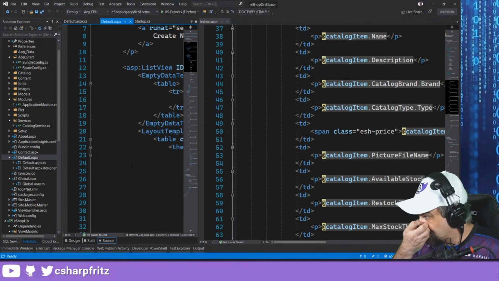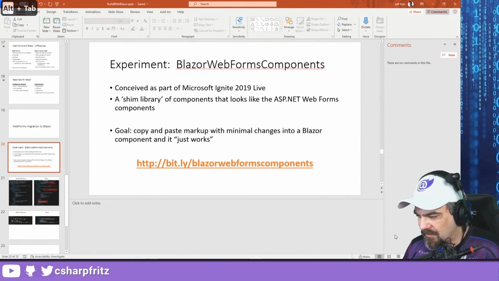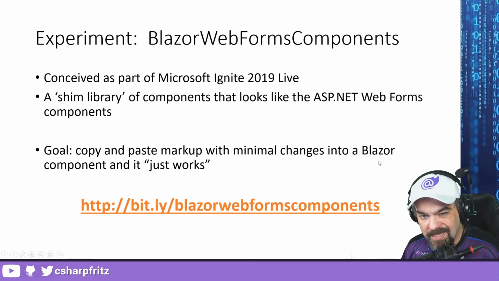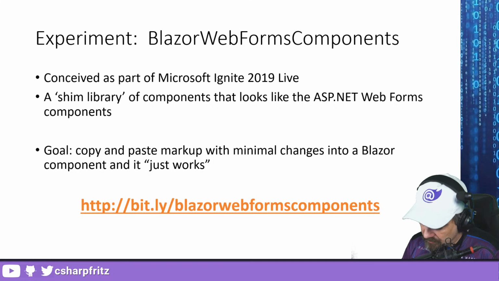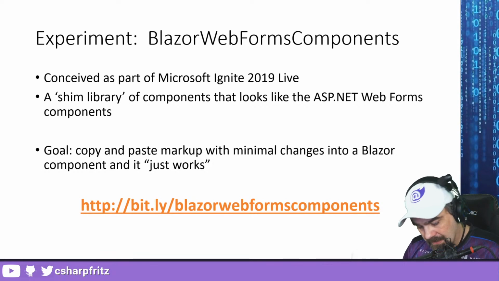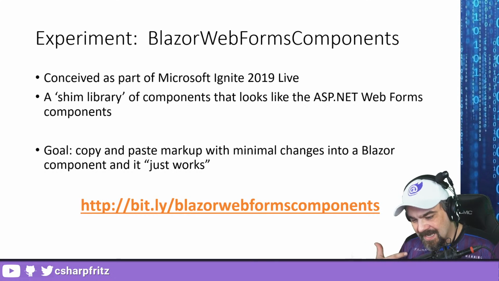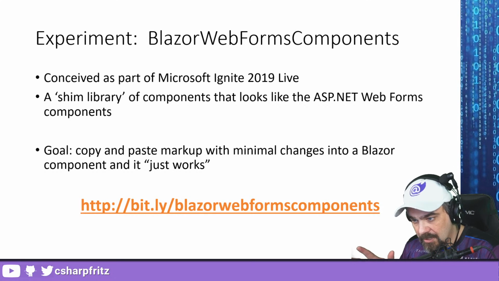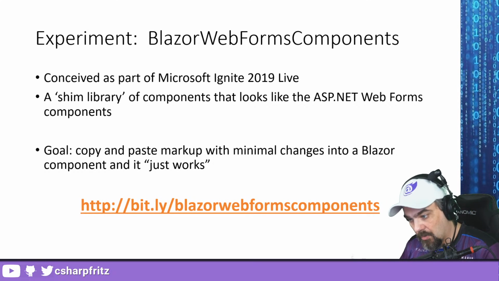So we experimented with this and started writing our own components that look the same, so that we can try to get folks migrating and using Blazor a little bit easier. We call these Blazor Web Forms components. We conceived these on stage at Microsoft Ignite 2019. And this shim library will give you the exact same markup inside your components, inside your application. Because we know what the source code looks like, it'll just work.